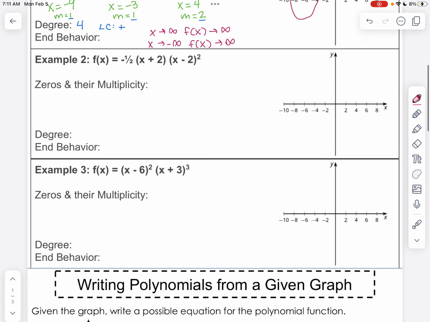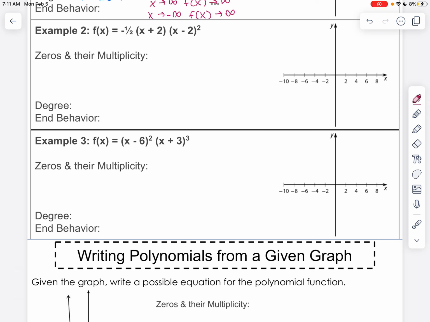All right, let's try the next one, example 2. We have f of x equals -1/2 times (x plus 2) times (x minus 2) squared. So for the zeros, now I know that we have this 1/2 out front, but because it doesn't have an x, it's not considered a zero. So we've got x plus 2 as our first zero. Set it equal to 0 and solve. x equals -2. And then x minus 2 is the other zero, set it equal to 0 and solve, and get x equals 2. Now the x equals -2, that one had a multiplicity of 1. And x equals 2 had a multiplicity of 2.